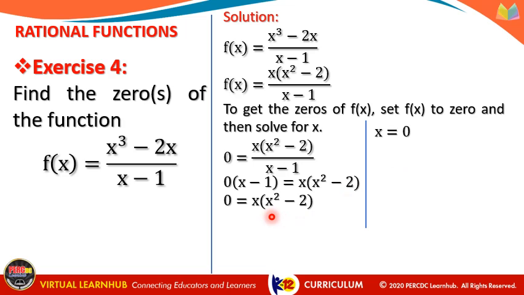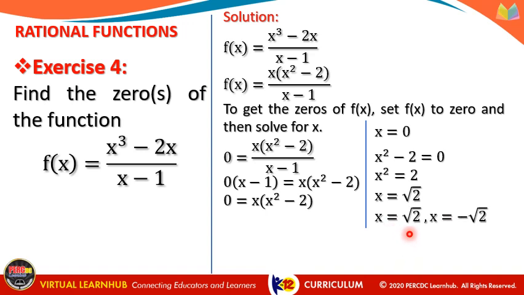Next, i-equate natin yung x squared minus 2 sa 0. Transpose natin yung negative 2, you'll get positive 2. Get the square root of both sides, you will get square root of 2. Of course, hindi ba pag kumukuha tayo ng square root, dalawa ang sagot natin, positive at negative. Therefore, ano yung dalawang roots natin? Yung isa ay positive square root of 2. Yung isa ay negative square root of 2.